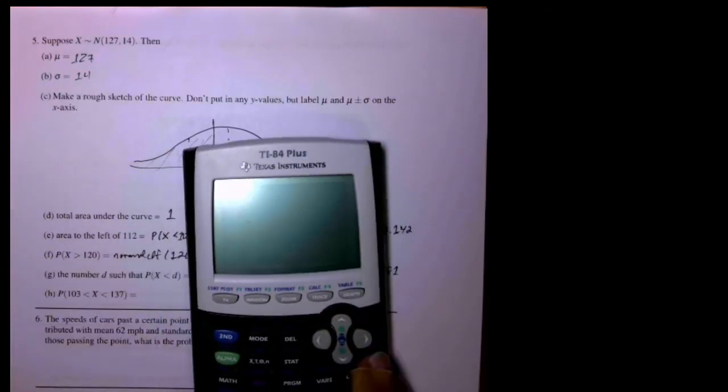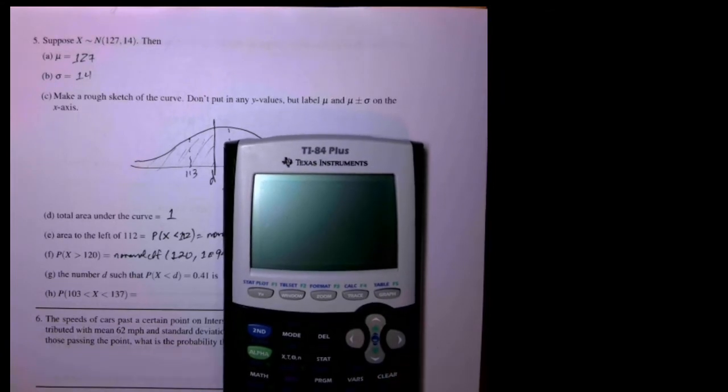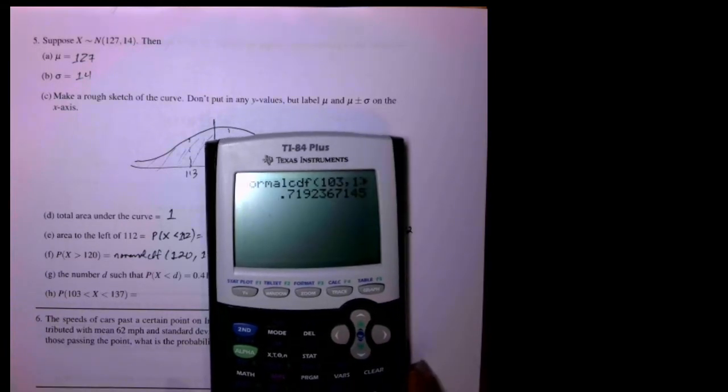And this one, probability x is between 103 and 137. Well, I don't think I need to write it out. We'll just do it here. That'll be a normal CDF, right? 103, 137, and now the mean and standard deviation, 127, 14. It's about 0.719.